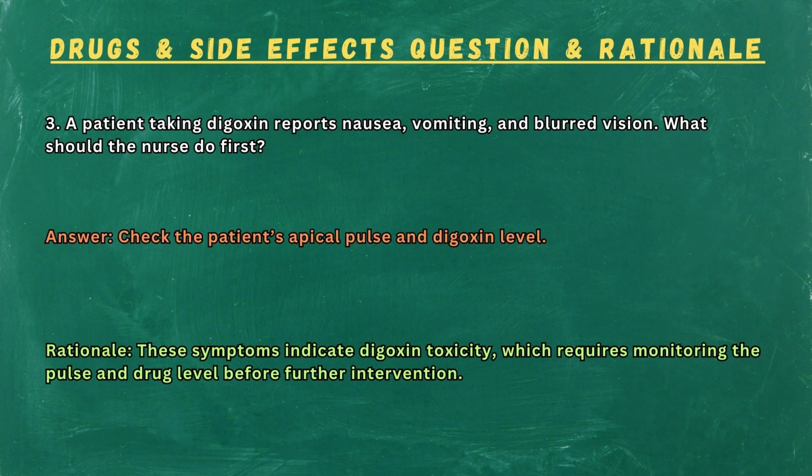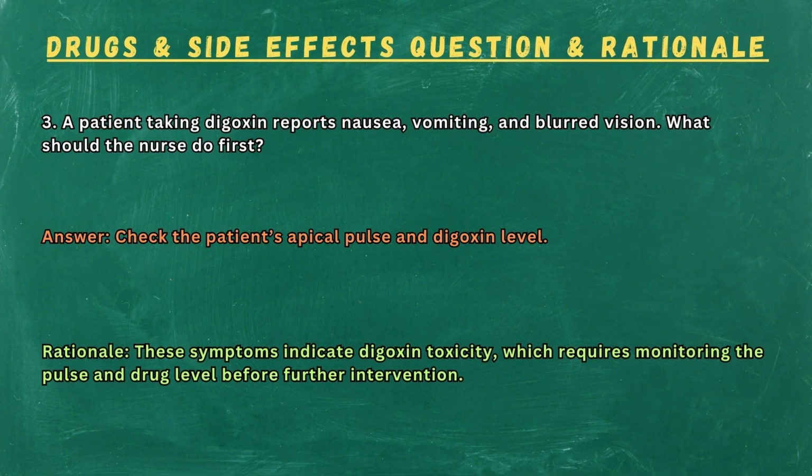3. A patient taking digoxin reports nausea, vomiting, and blurred vision. What should the nurse do first? Answer. Check the patient's apical pulse and digoxin level. Rationale. These symptoms indicate digoxin toxicity, which requires monitoring the pulse and drug level before further intervention.